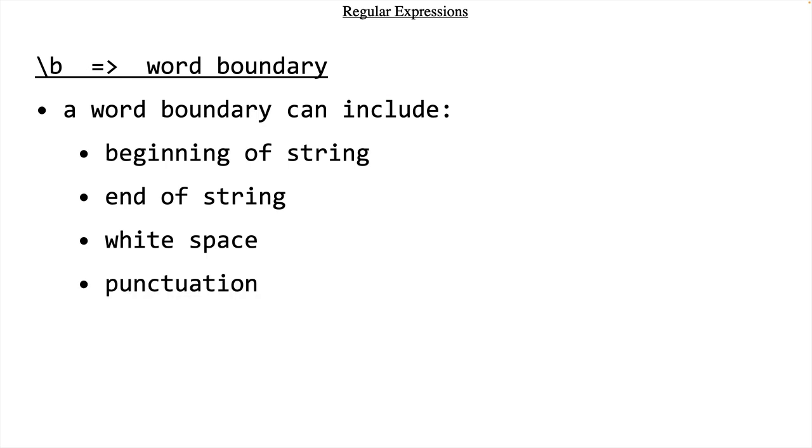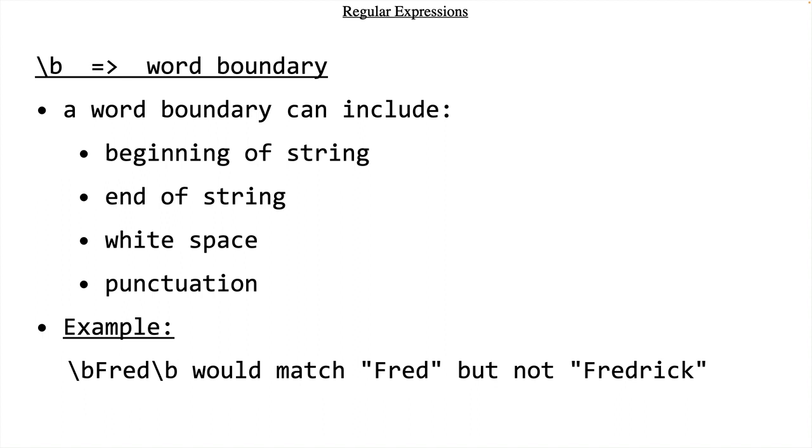And then punctuation. So you might have a word at the end of a sentence, and there might be a question mark or an exclamation point or anything that might be considered punctuation. So an example might be \b Fred \b, and this would match the name Fred. However, it would not match Frederick, because that r that appears after Fred is not a word boundary.